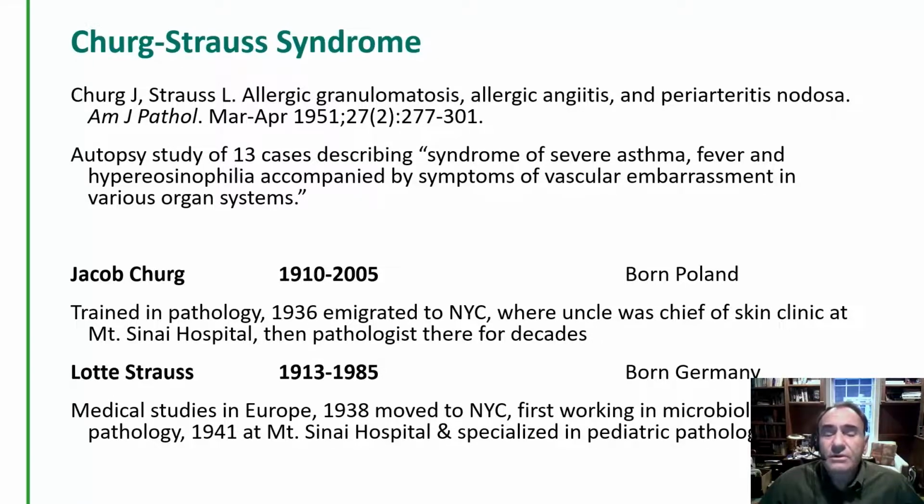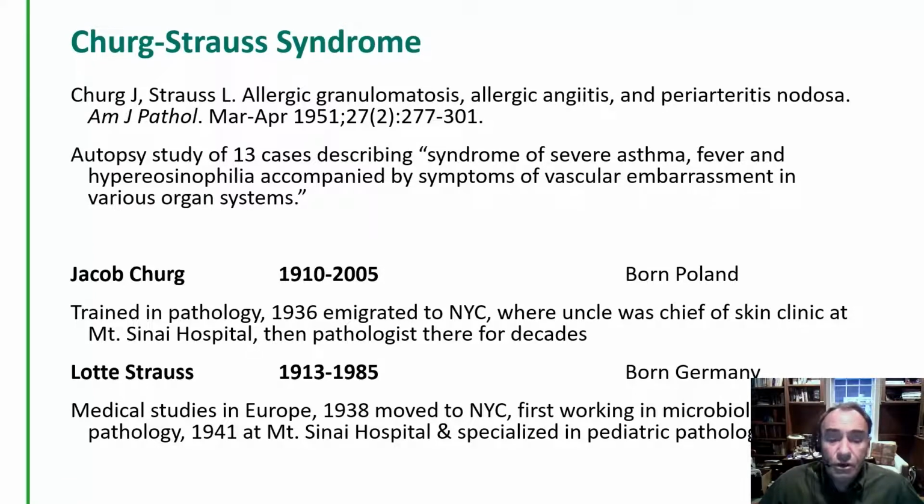The autopsy study was of 13 cases describing, quote, a syndrome of severe asthma, fever, and hypereosinophilia, accompanied by symptoms of vascular embarrassment in various organ systems. So how did they get around to this?